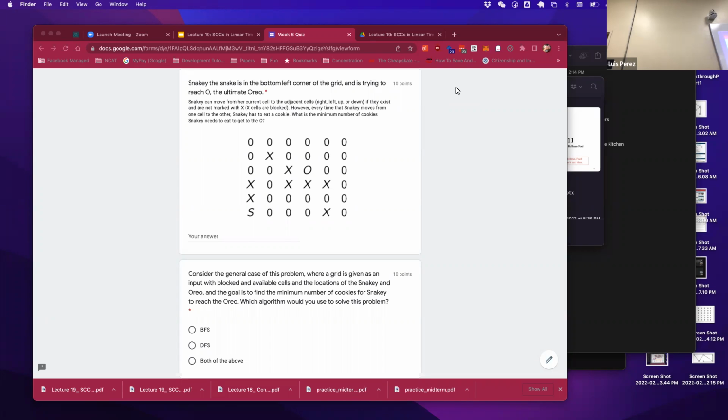All right, guys, quiz time. Do you guys have any questions? In case anybody showed up late for question 2, imagine there are X's all around the border. So the snake, if he moves down, he cannot pop up back at the top. It's like there's a wall surrounding everything.